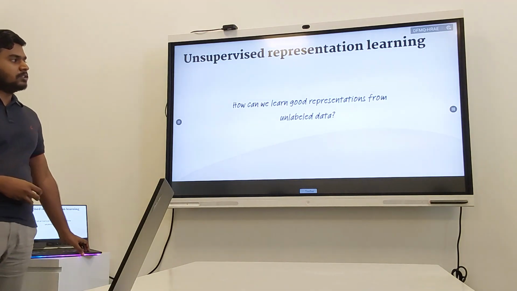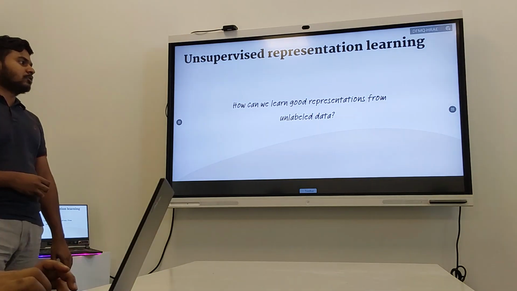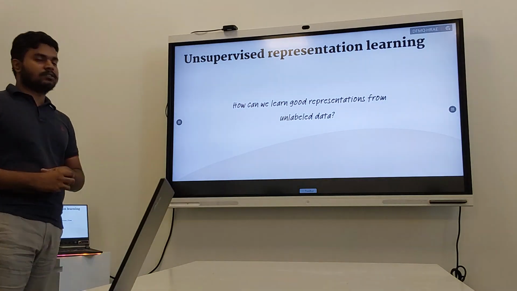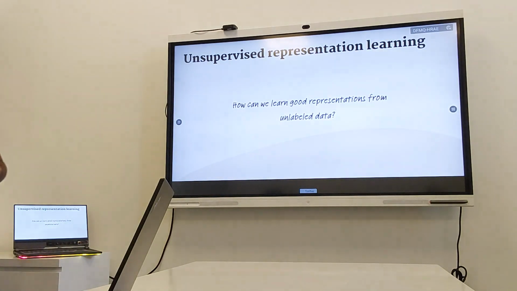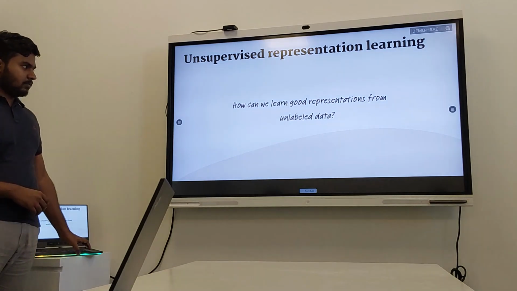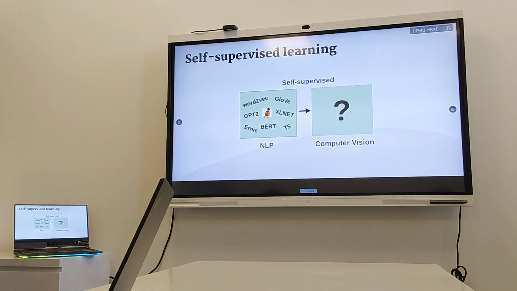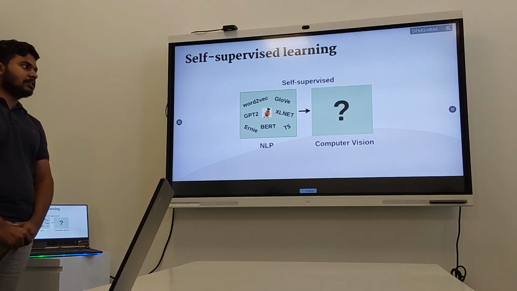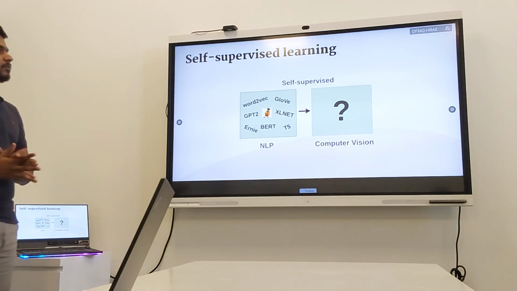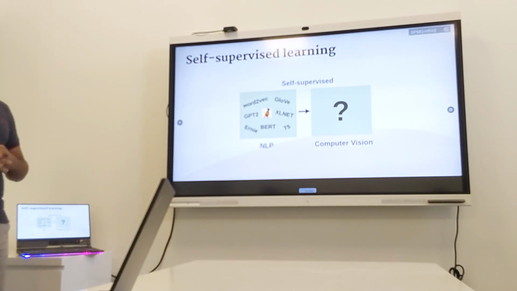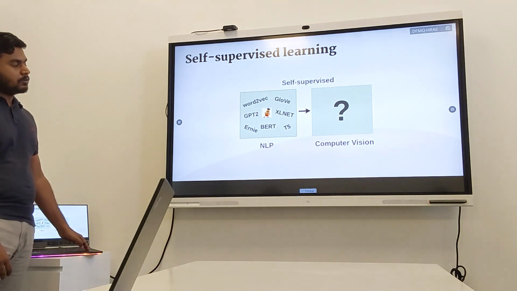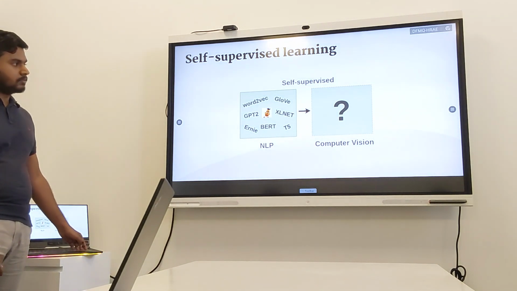So the obvious question is, is there any way of exploiting that unlabeled data? How can we learn good representations from this unlabeled data? So the problem is unsupervised representation learning. The domain of self-supervised learning tackles this problem. Mainly, self-supervised learning was implemented in NLP tasks. With this paper, we'll find out how it was implemented in computer vision tasks.